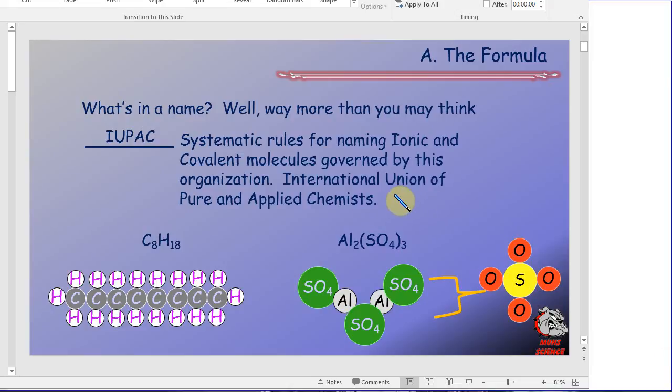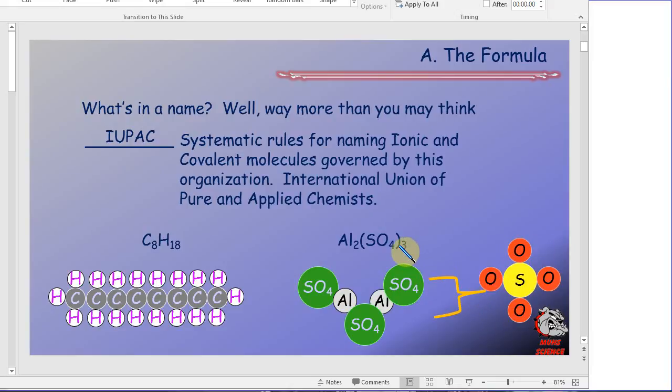The International Union of Pure and Applied Chemists is who develops the international rules on these, and we already have a basic understanding of how the formulas work. Like in C8H18, we have an idea that there are 8 carbon atoms and 18 hydrogen atoms, and we've learned how to draw structural formulas and Lewis structures of those. Ionic compounds like this, what we will learn to call aluminum sulfate, we understand that there's 2 aluminum atoms, and there are 3 sulfates, and SO4 is a polyatomic ion called sulfate, so there's 3 of those.